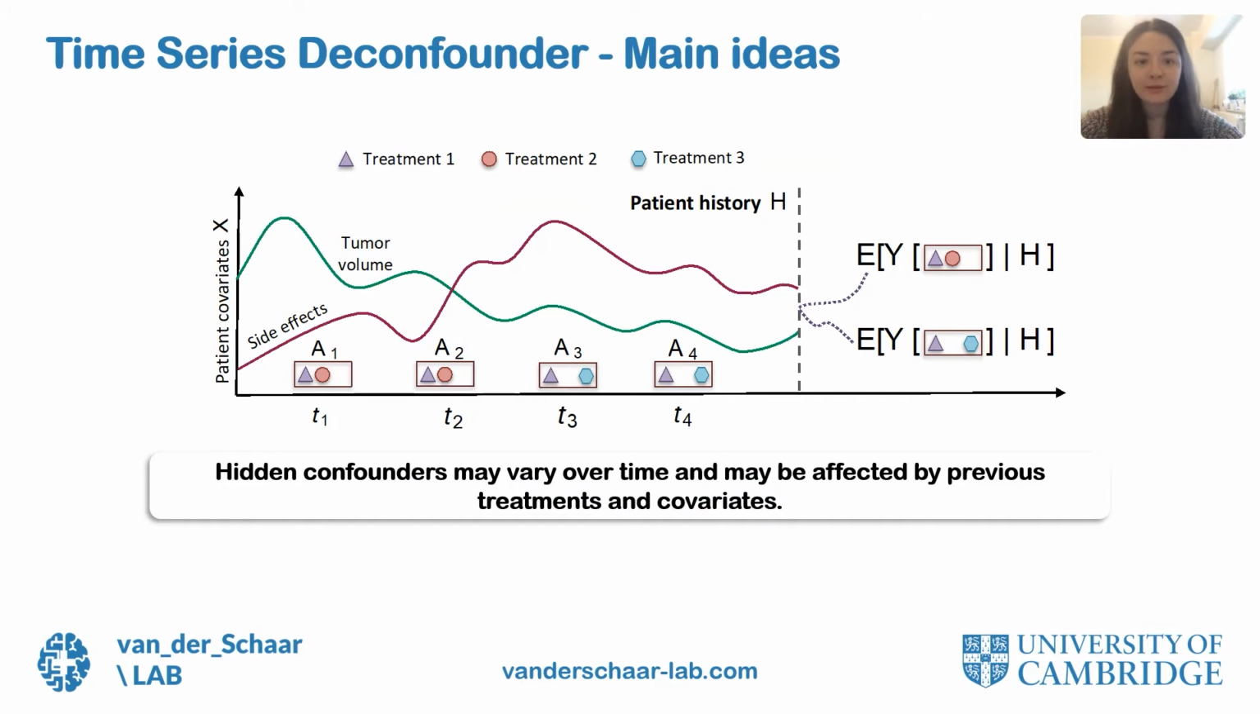For instance, consider again the case when the patient's side effects are not recorded in the observational data, and thus can be considered hidden confounders. The side effects are changing over time depending on previously assigned treatments, and they can also affect future treatment assignments. Thus, these hidden confounders introduce dependencies in the way the multiple different treatments are assigned over time.